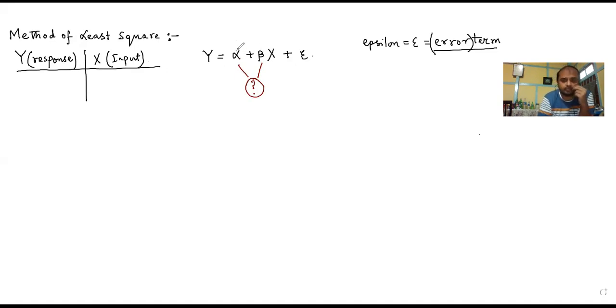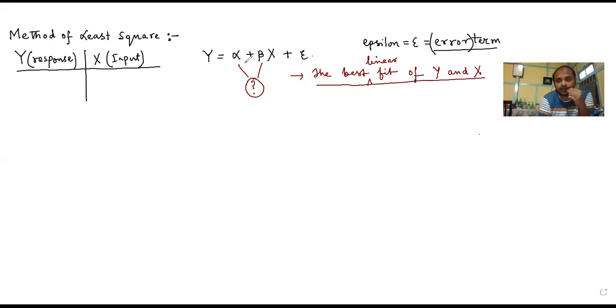If you put alpha to be 2 and beta to be 3, then you will get an equation of the form y equal to 2 plus 3x with some error term in it. But putting any value to alpha and beta and getting the regression line will not be a good solution to the given problem. We have to have some kind of mathematical analysis so that we can find the best linear fit of y and x.